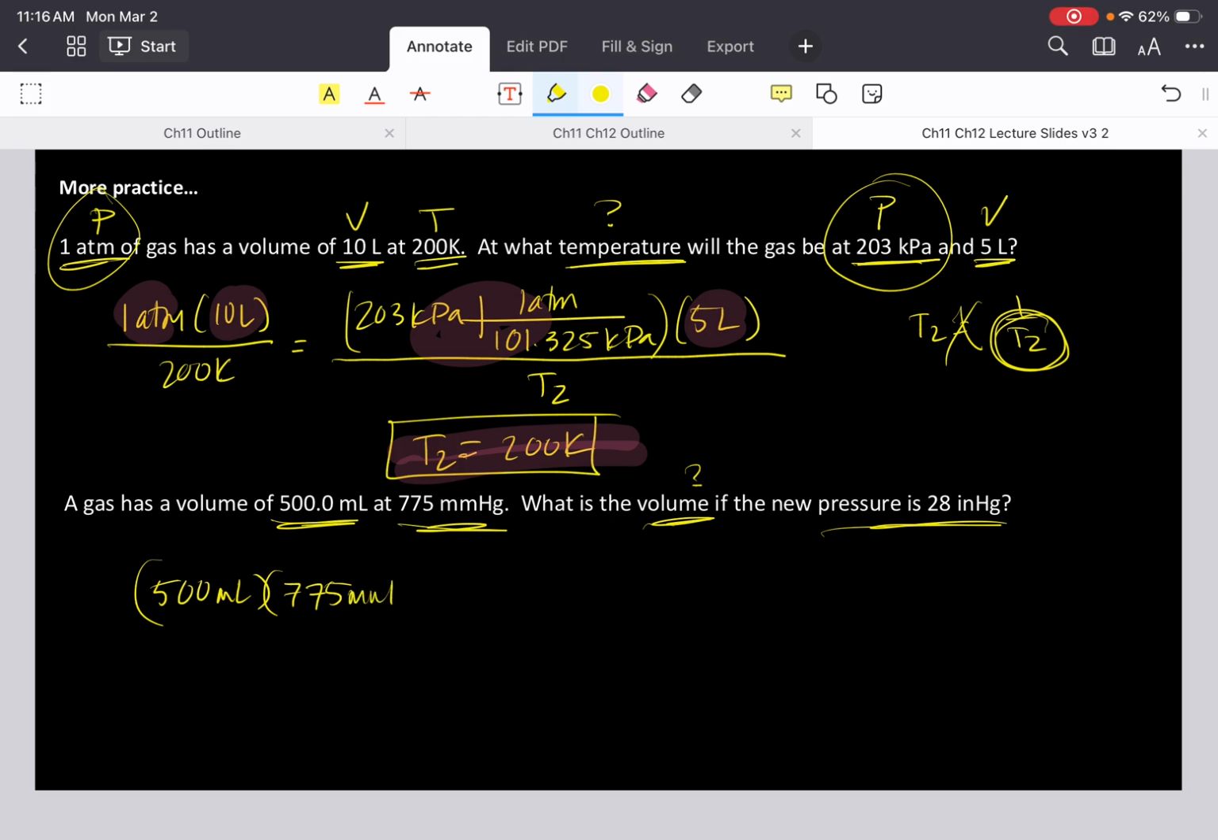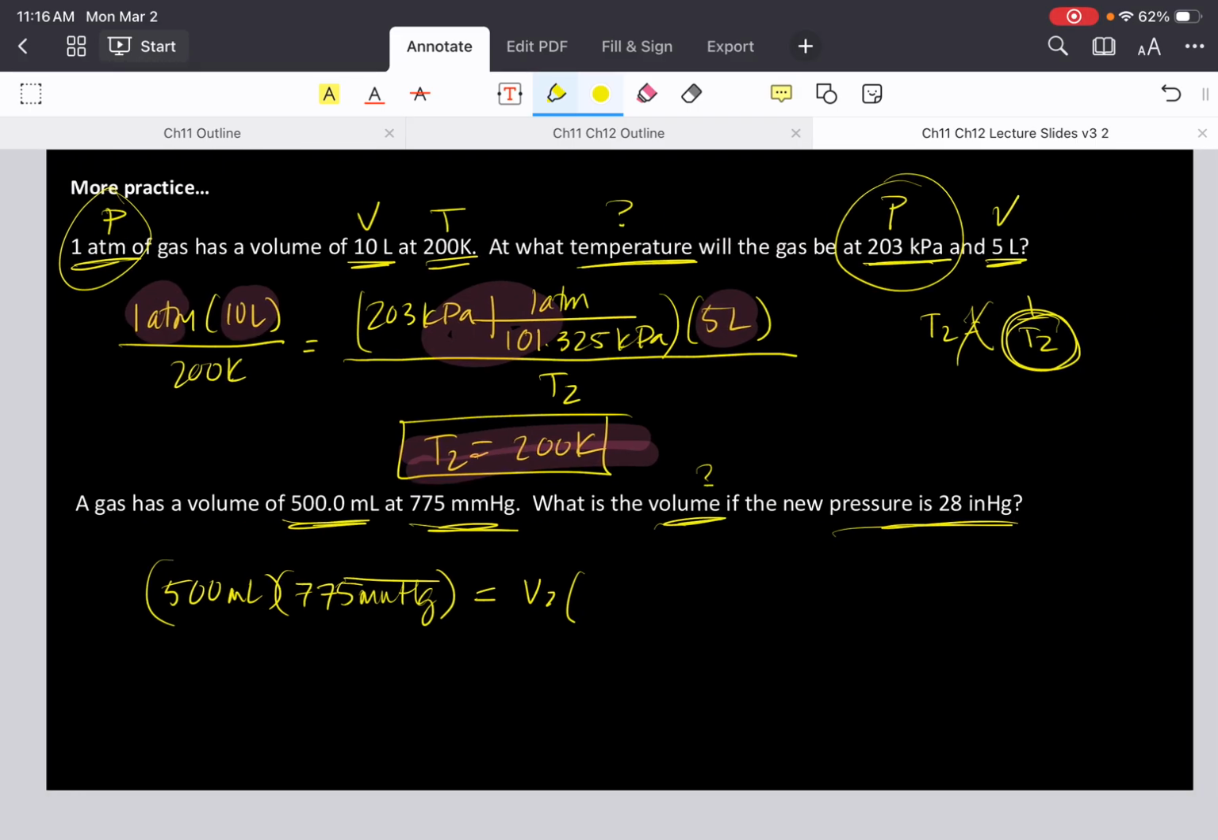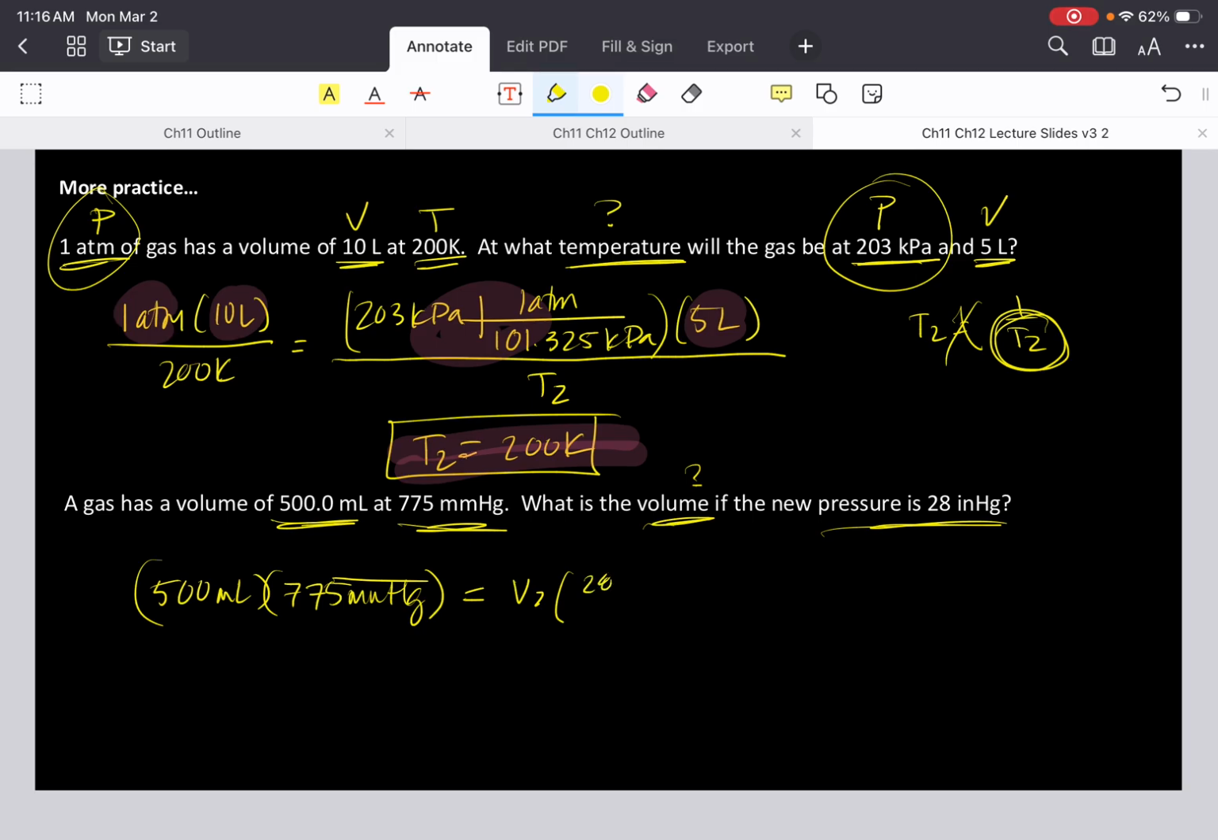And again, what you switch is totally up to you. Millimeters of mercury is equal to new volume, so V2, times 28 inches of mercury. And then what do we got to do here? Right, we've got to get those inches of mercury to millimeters of mercury, right? How do we do that? So one, you can just use those relationships in your book, but also you already know the relationship, yeah? You know that 1 inch is equal to 2.54 centimeters, which would be 25.4 millimeters, right?